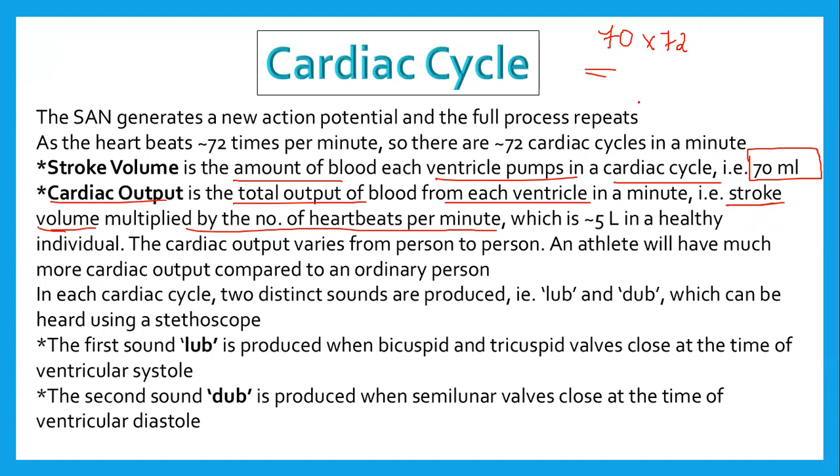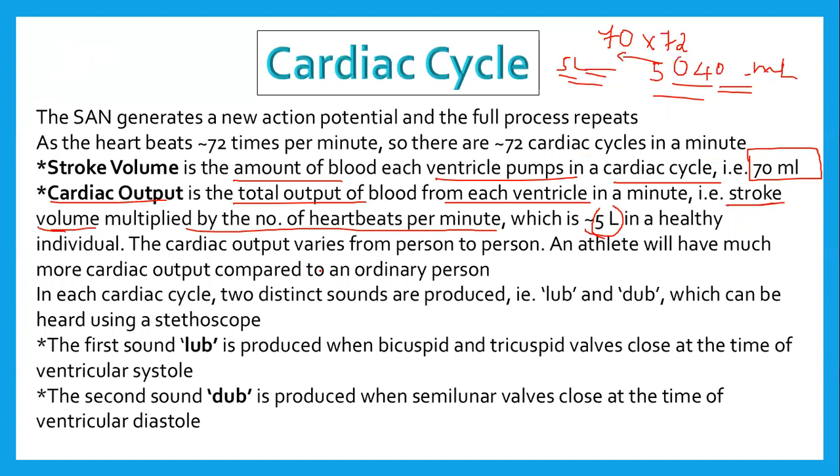70 into 72. Okay, so 70 into 72, and it depends upon the question also, which is actually 5 liter in a healthy individual. It's nearly coming to a total of 5040 or something, right? And it is in ml, and it will be changed into 5 liter or something. So the cardiac output varies from person to person.